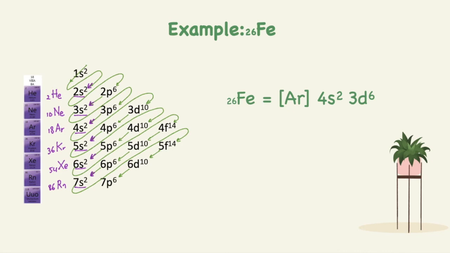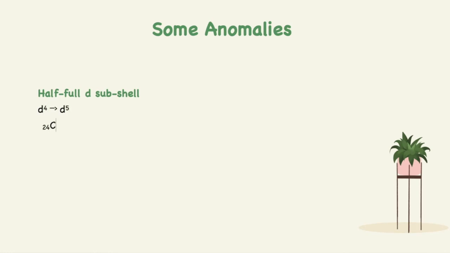18 plus 2 plus 6 is 26. There are some anomalies in electron configuration. The first is the half-full d subshell. If you find d4, you should make it into d5.